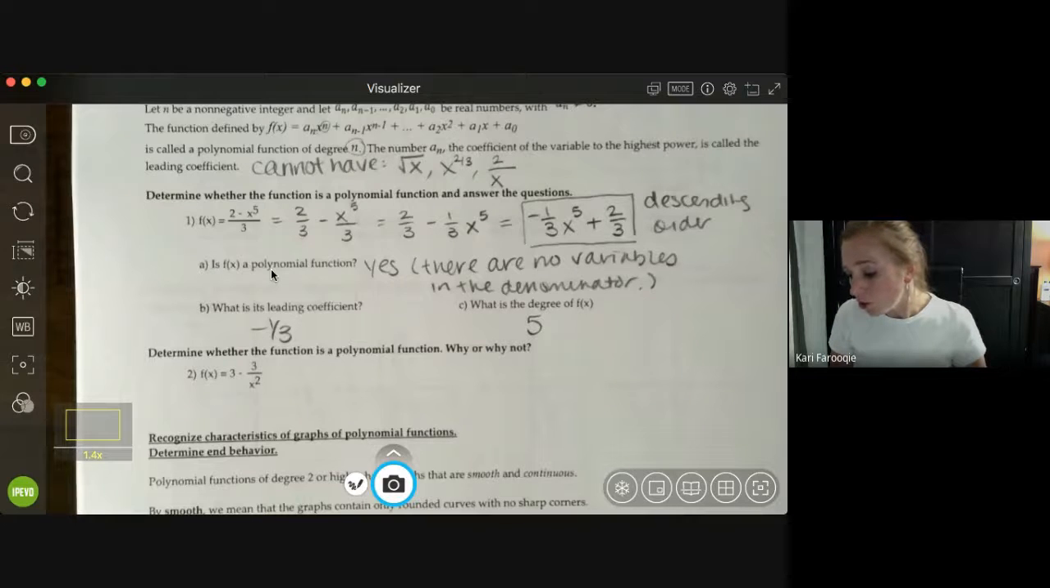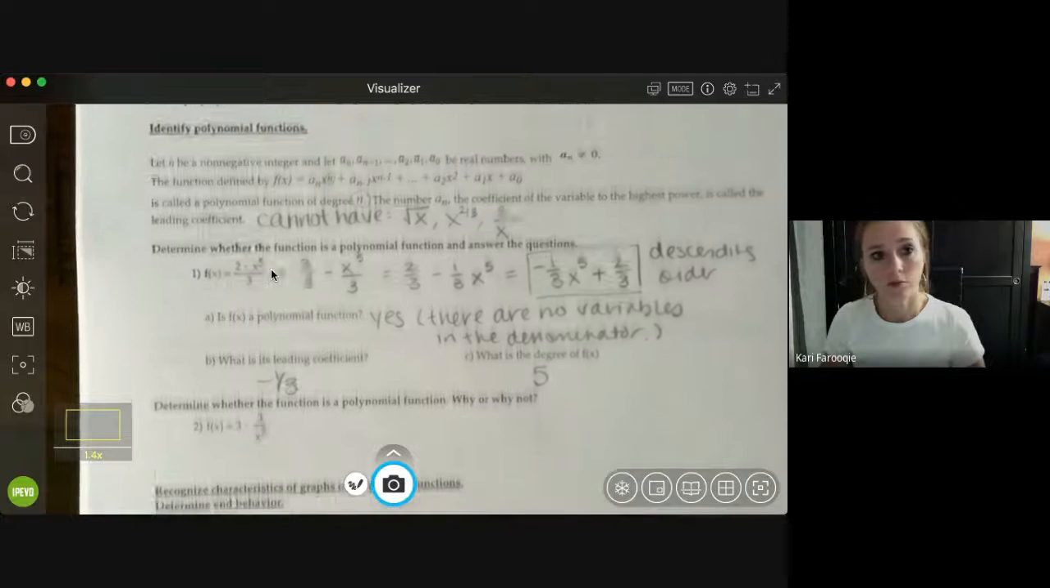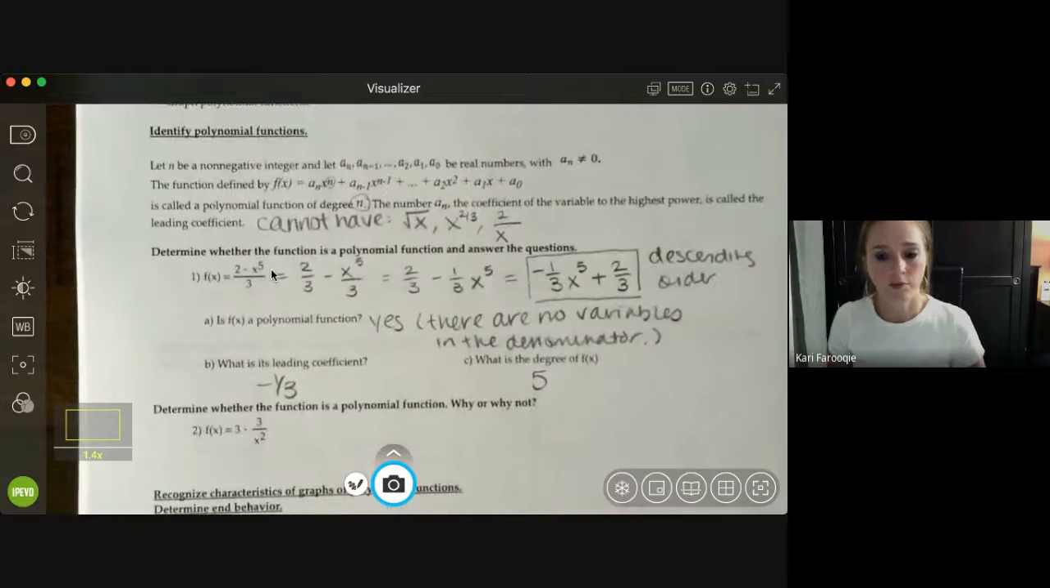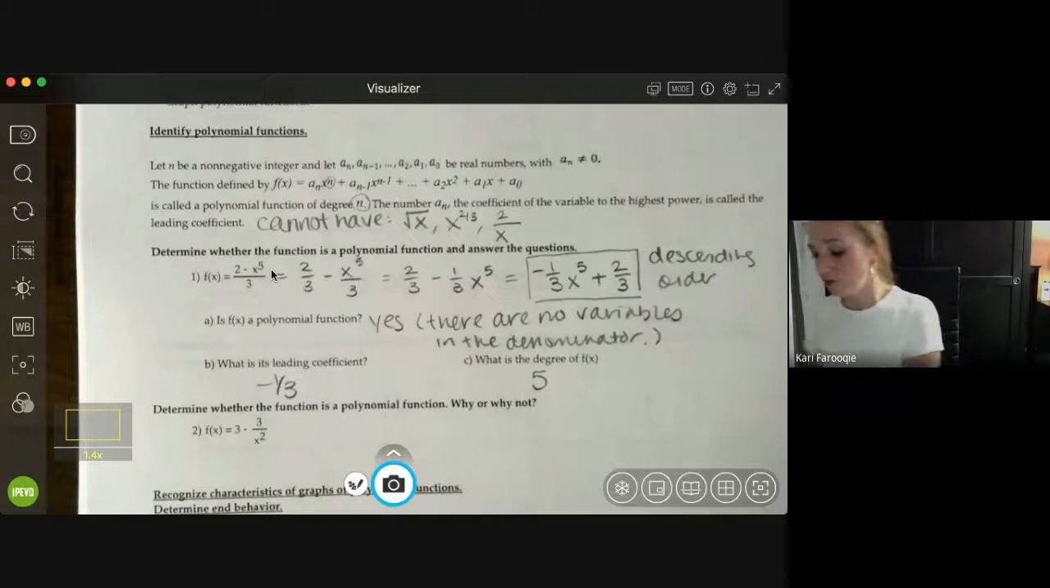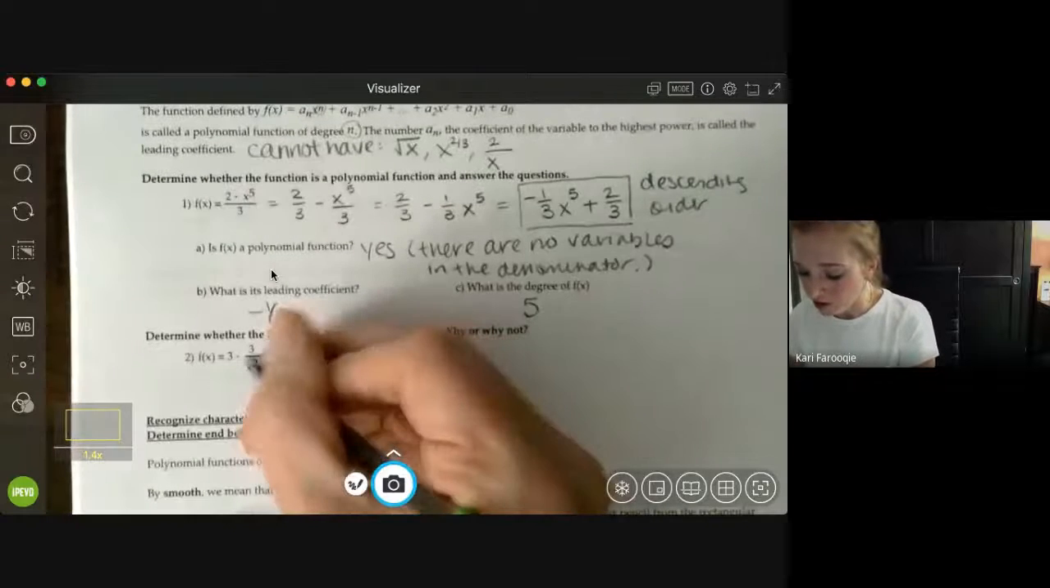For number 2, the function is 3 minus 3 over x squared. Is it a polynomial? What do we think? Polynomial? Michael says no. And Nancy says no. And they are correct because you cannot have variables in the denominator.